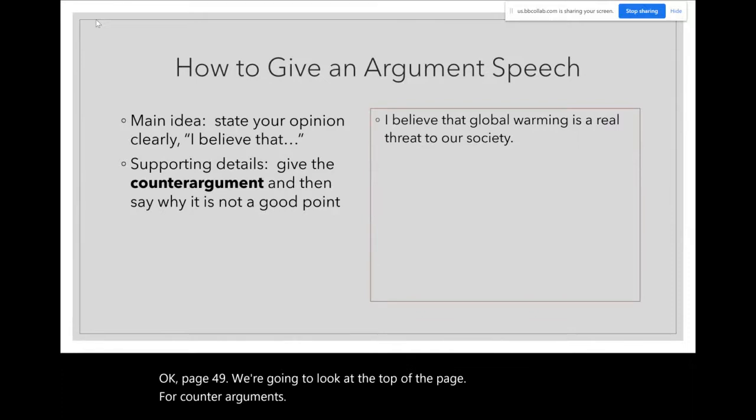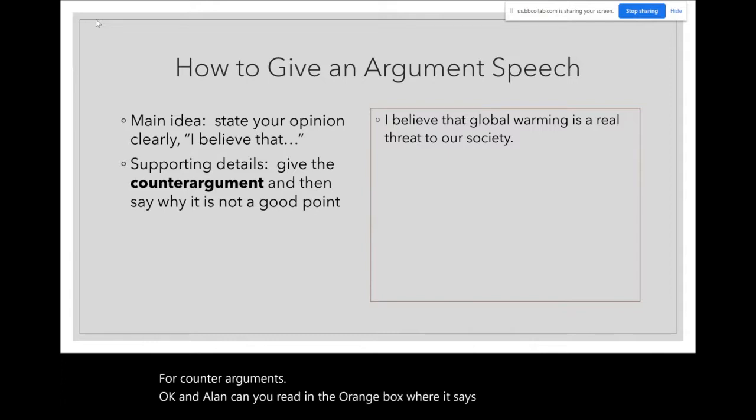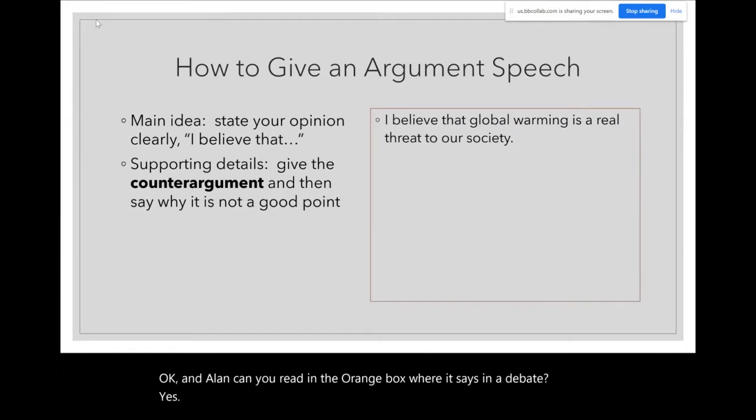Okay, and Alan, can you read in the orange box? It says, in a debate. In a debate or a discussion, speakers often use counter-arguments to argue against the opposing viewpoint. Speakers sometimes introduce a counter-argument with words or phrases like despite, that, or however. Okay, good job. So we're going to practice using a counter argument in our practice speeches next week.